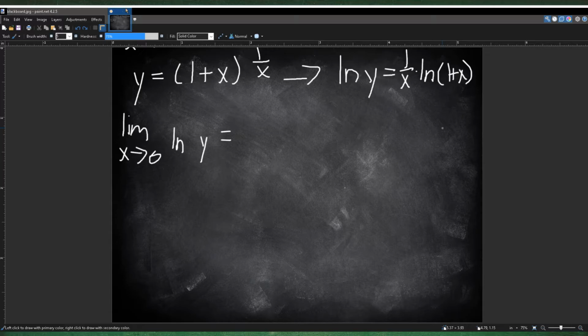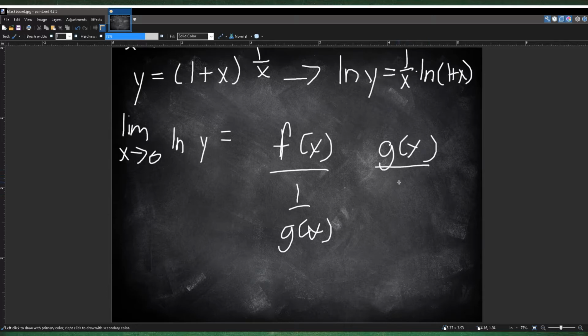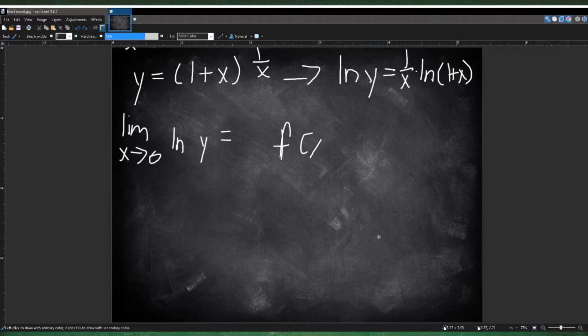So all we have to do is basically make it f of x over 1 over g of x, and g of x over 1 over f of x, right? So basically, this is our third exponential case. All the exponential cases do the same thing. So basically, you're always just going to use this general idea, this general process. So this ln of y.